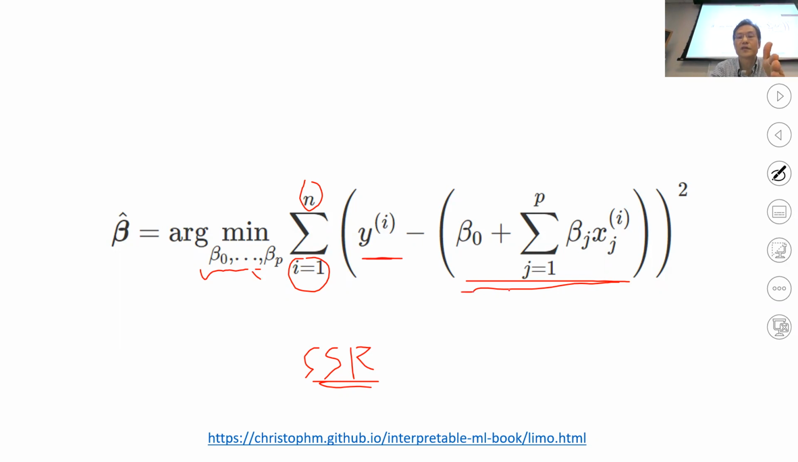That's observed. This is predicted. The p variables and the squared here. Okay. Any trouble explaining this by yourself? Okay. Yeah. Just a slightly different format of the writing, but the same idea, same optimization, same loss function.